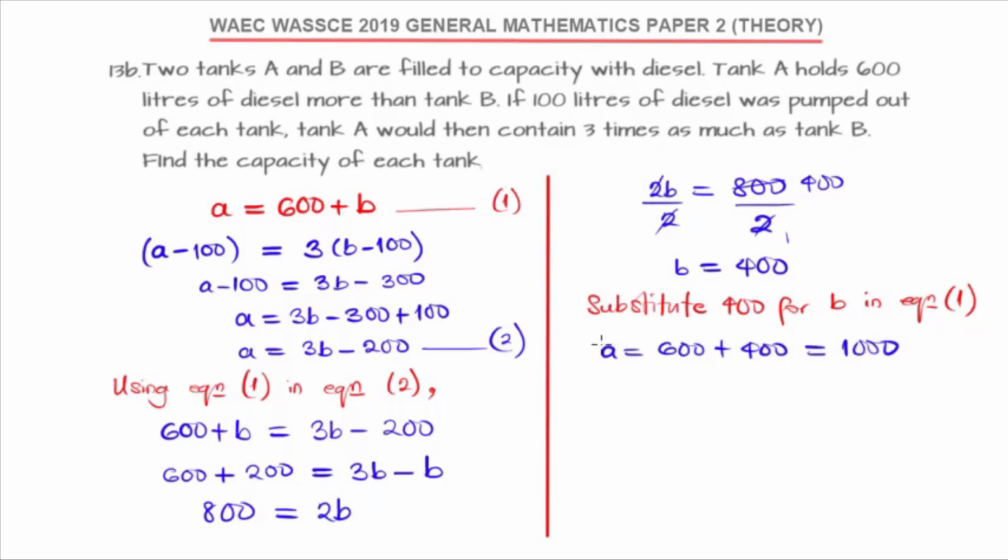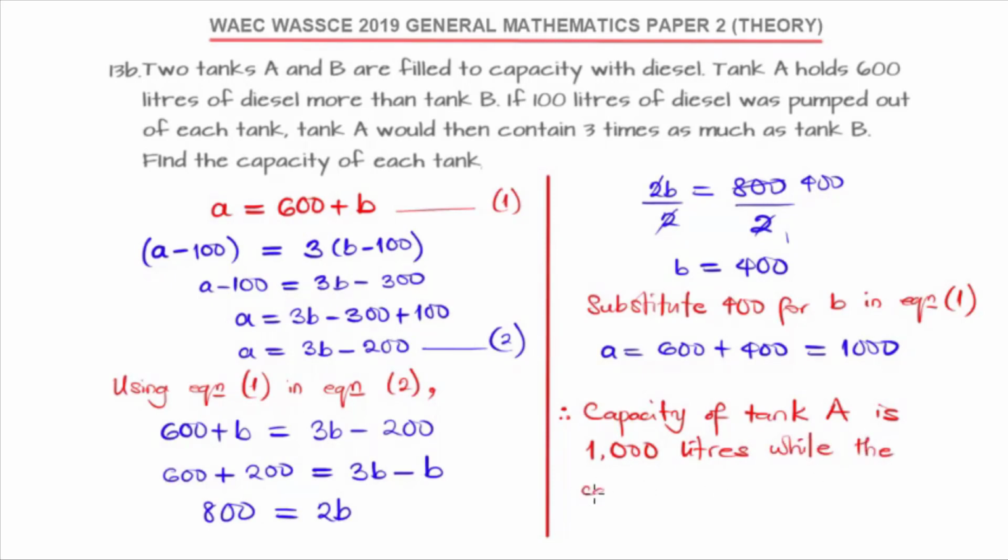So just interpreting this question and expressing it in mathematical form had helped us to evaluate the value of B and A. So we can say the capacity of each of these tanks, the capacity of tank A is 1000 liters. While the capacity of tank B, as we have calculated it from the question, is 400 liters. And that is the solution to this problem.